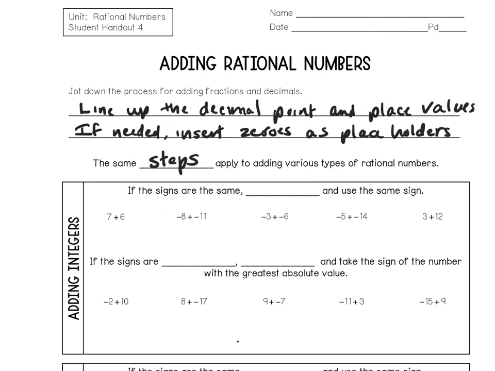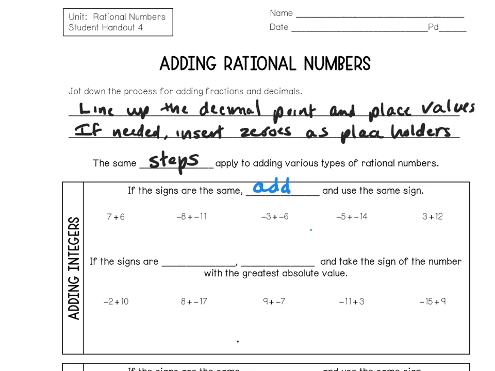So let's review now how we add integers. If the signs are the same, add and use the same sign. So if you recall, if the signs are the same, this is where we're going to add. We're going to do 2 together, and I'm going to have you do the next 3.